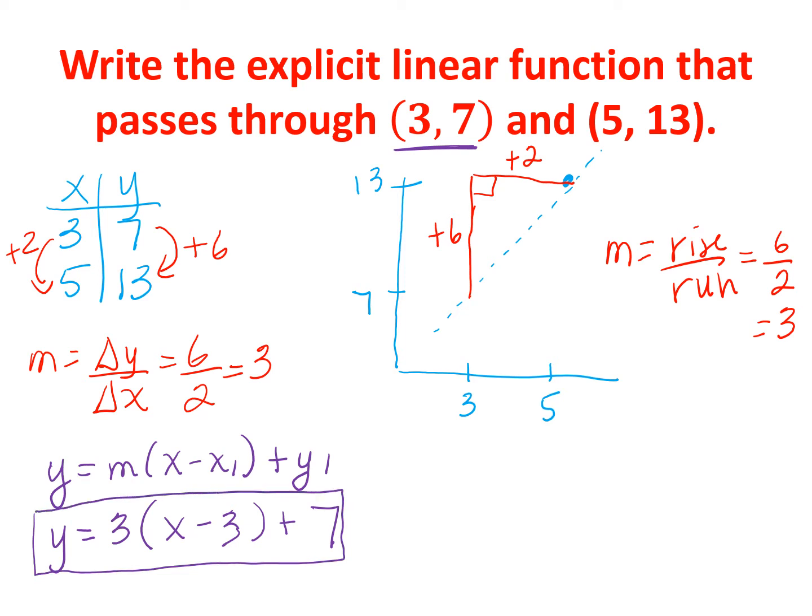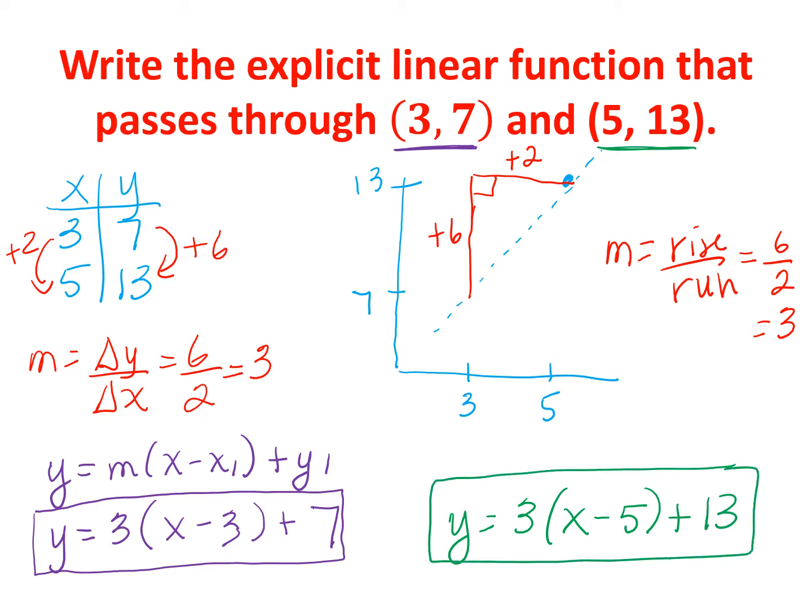A second equation, I will use the second point, (5, 13). So I could write y equals 3(x, and then we want the opposite of the x coordinate. Since it's a positive 5, this will become a negative 5, and then your y value is 13. Again, either of those are correct. This is my x1 and my y1, or for the purple, we have our x1 and our y1. Again, you could also use slope-intercept form, but to me, there's more work involved. And you know my motto is work smarter, not harder.